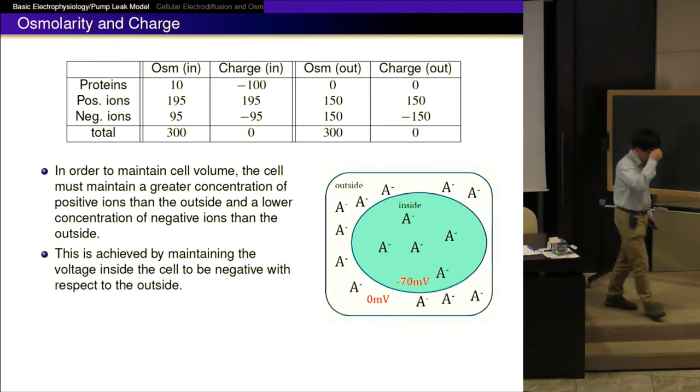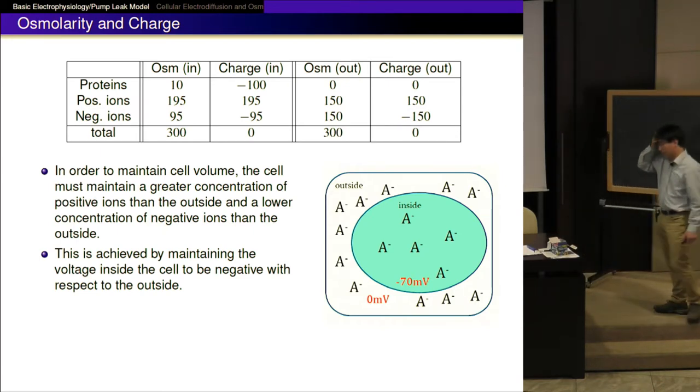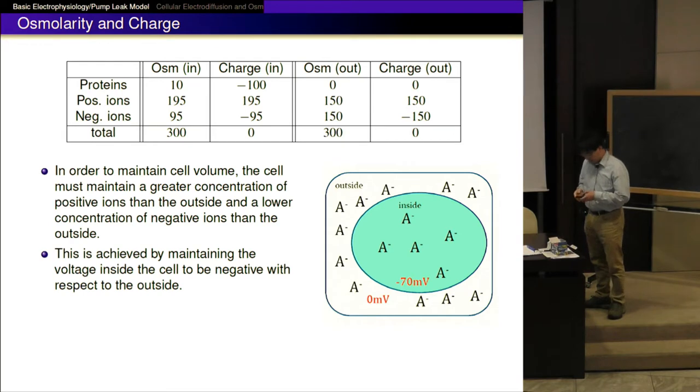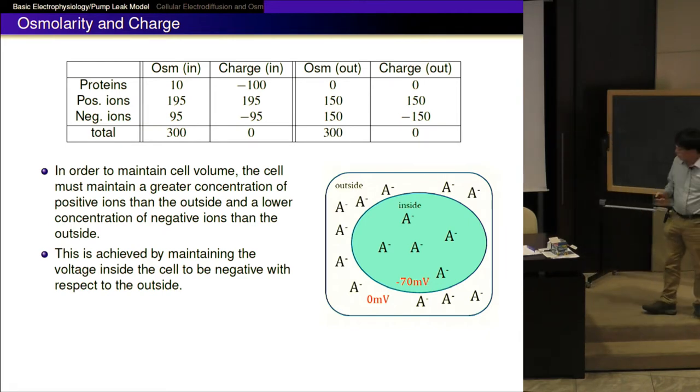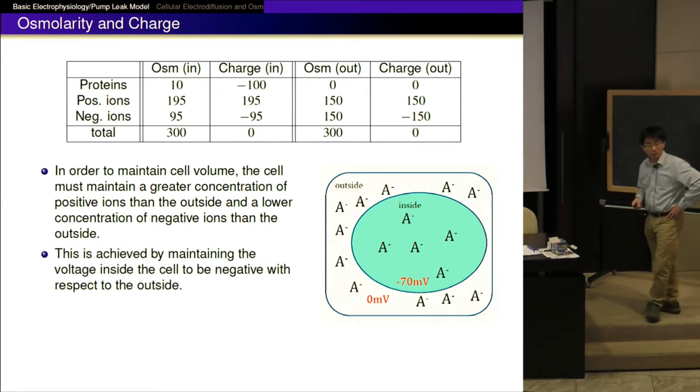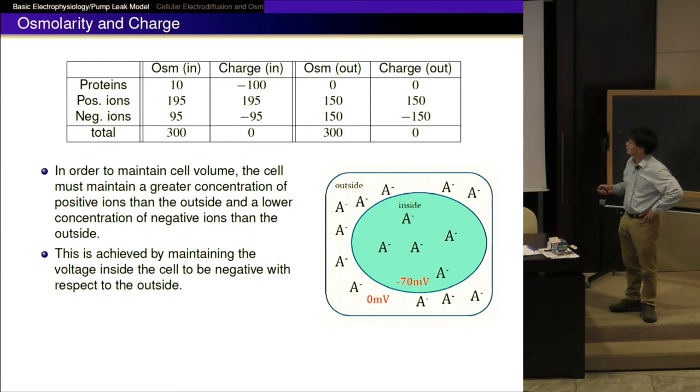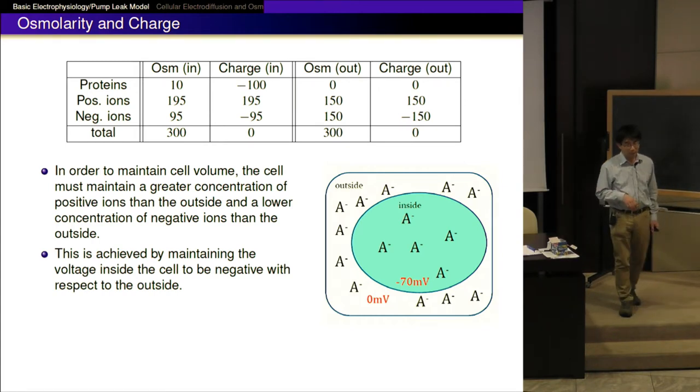Now, how does the cell do this then? How can the cell achieve such a thing? Well, in fact, the cell is very clever. What it does is set up a negative voltage across the cell membrane. Now, what does this mean? If the cell can set up a negative voltage across the cell membrane, then negative ions would want to be outside instead of inside. Positive ions would tend to want to be inside rather than outside, and so you can set up this kind of difference in the sense that you have more positive ions inside than outside, less negative ions inside than outside.